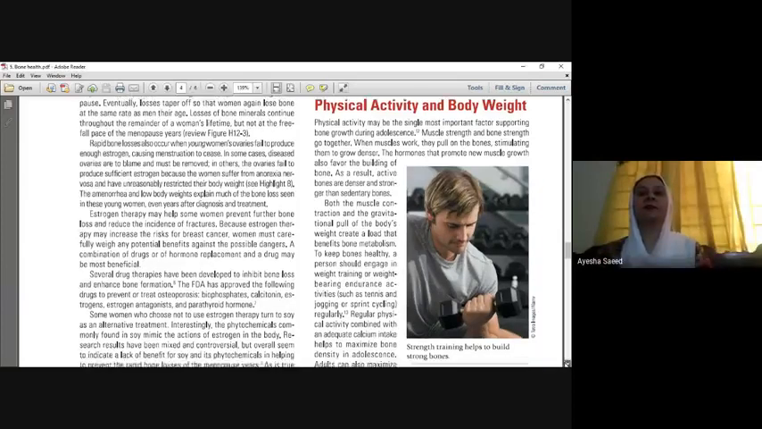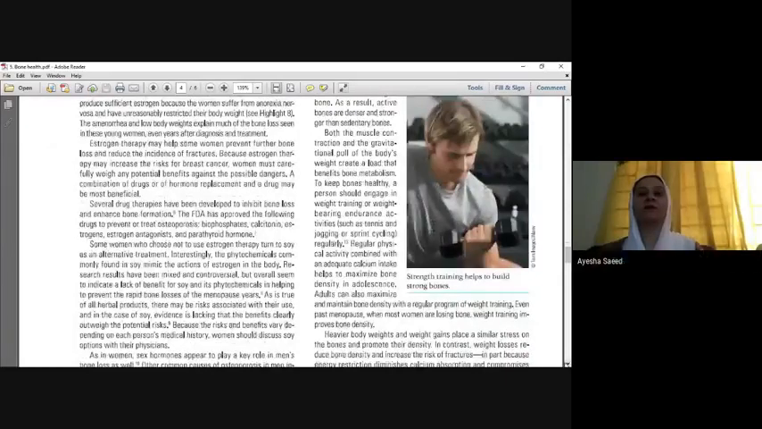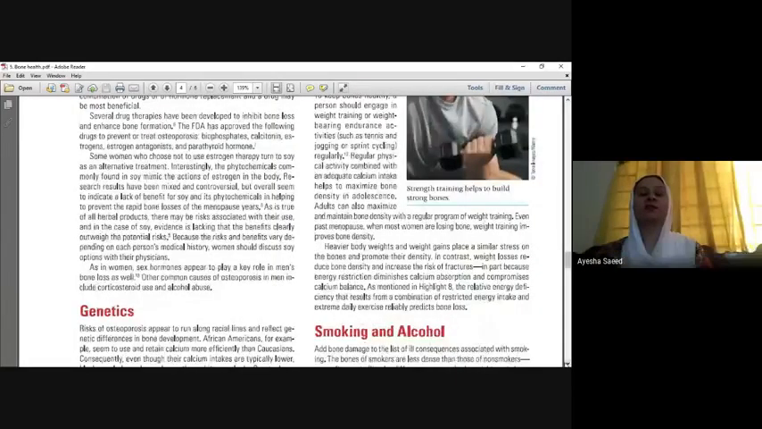Several drug therapies have been developed to inhibit bone loss and enhance bone formation. The FDA has approved the following drugs to prevent and treat osteoporosis: bisphosphonates, calcitonin, estrogens, estrogen antagonists, and parathyroid hormone.